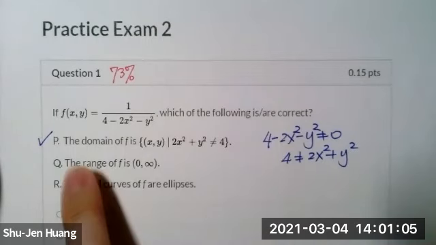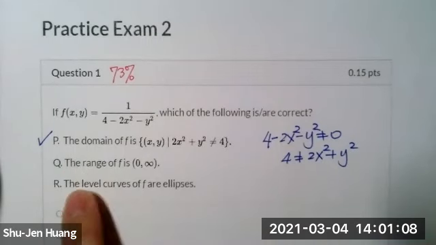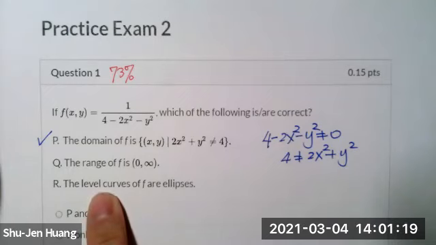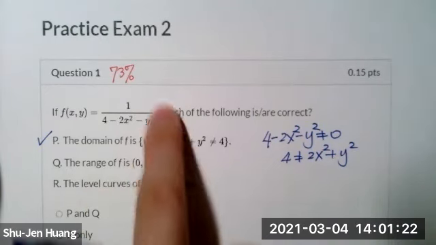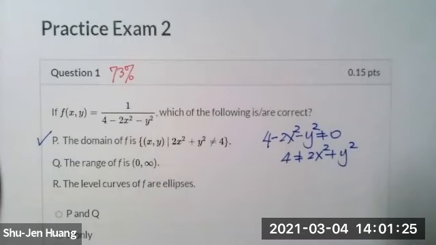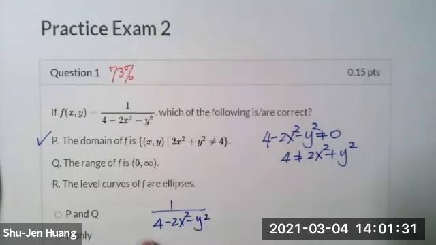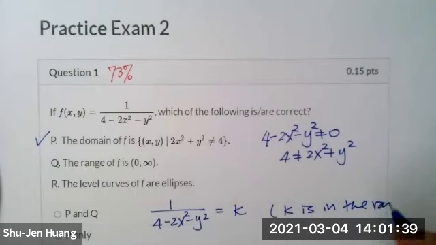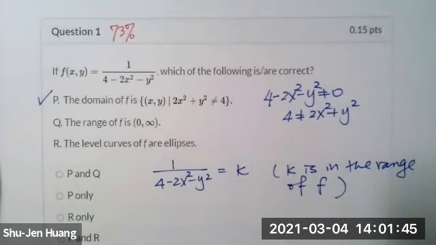The second one is asking the range, and the third one is asking the level curves. The range is a little bit harder, so let's do the level curve first, because sometimes the level curve and the range are related. To determine the level curve, we set the function equal to a constant, let's say k, where k is a value in the range of the function.